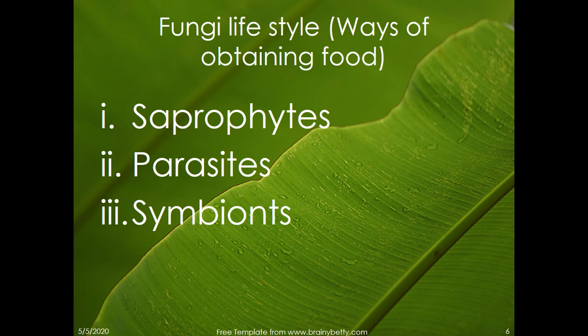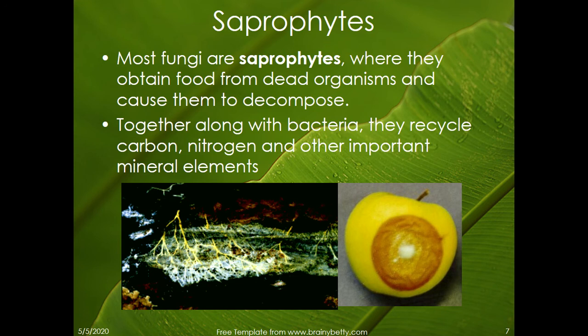Fungi lifestyles, which refers to the way of obtaining food, are of three types. We have saprophytes, parasites, and also symbionts. Saprophytes are fungi that obtain food from dead organisms and cause them to decompose. Together with the bacteria, they recycle the carbon, the nitrogen, and other important mineral elements in the dead organism.